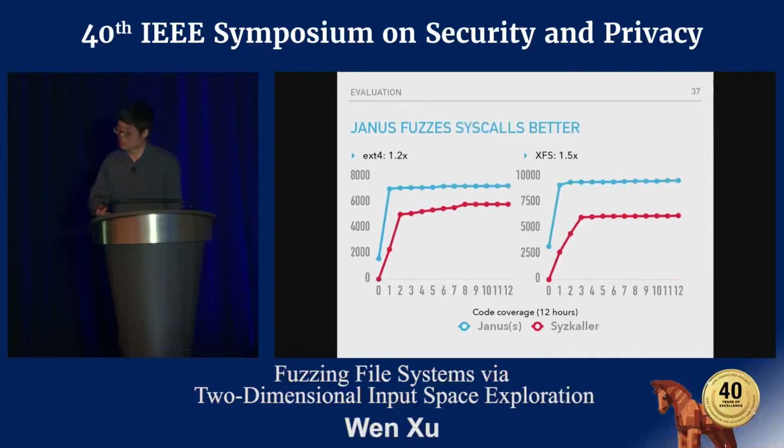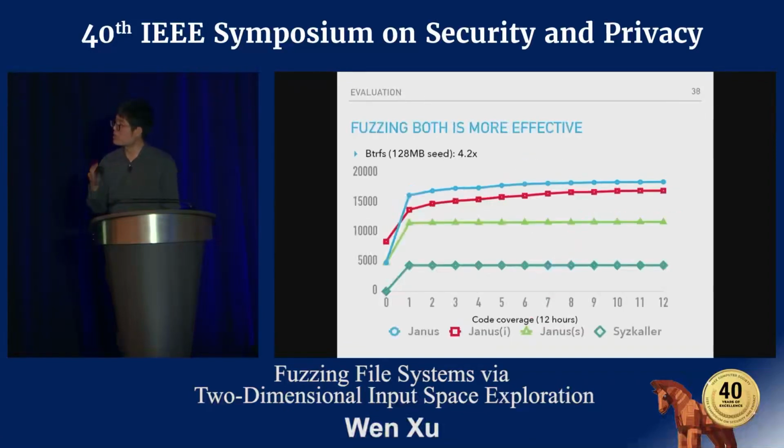And also, Janus fuzzes the syscalls better. In this experiment, we only fuzz syscalls without mutating the image. So every time on the same image, and you can see Janus performs 1.2 times to 1.5 times better on these popular file systems. And this is the overall evaluation. In this experiment, we make Janus fuzz both inputs and also Syzkaller fuzz both inputs.